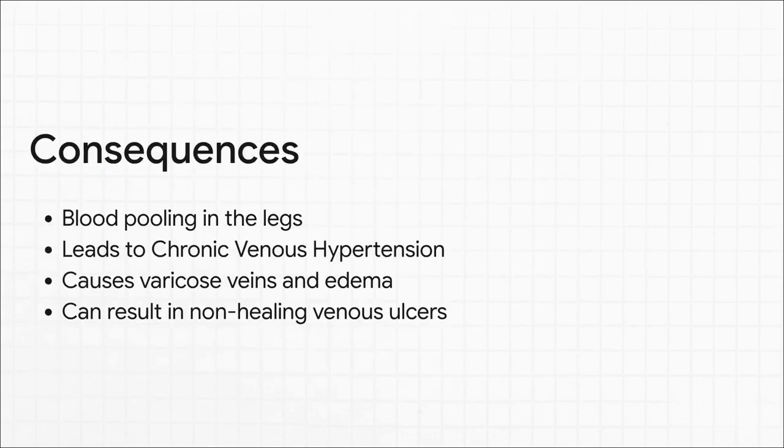And here are those consequences. That pooling blood causes the pressure inside the veins to just skyrocket. We call that chronic venous hypertension. This insane pressure pushes fluid out into the tissues, causing swelling or edema, and it leads to all the classic signs you see: varicose veins, skin discoloration, and in the really severe cases, painful, non-healing venous ulcers.